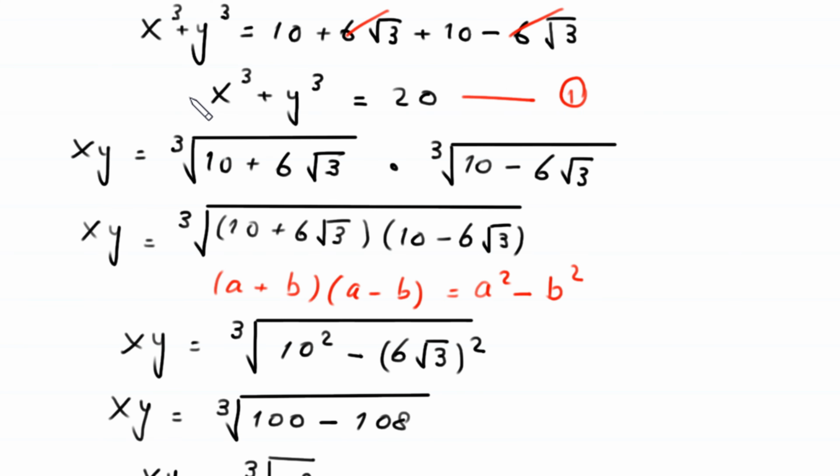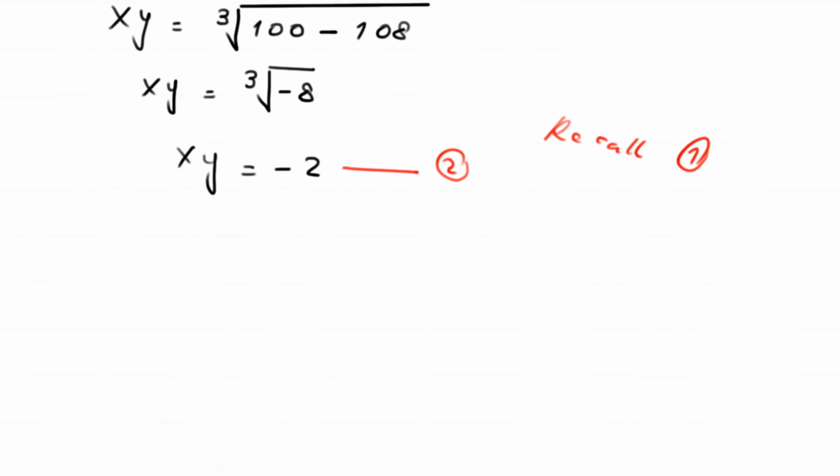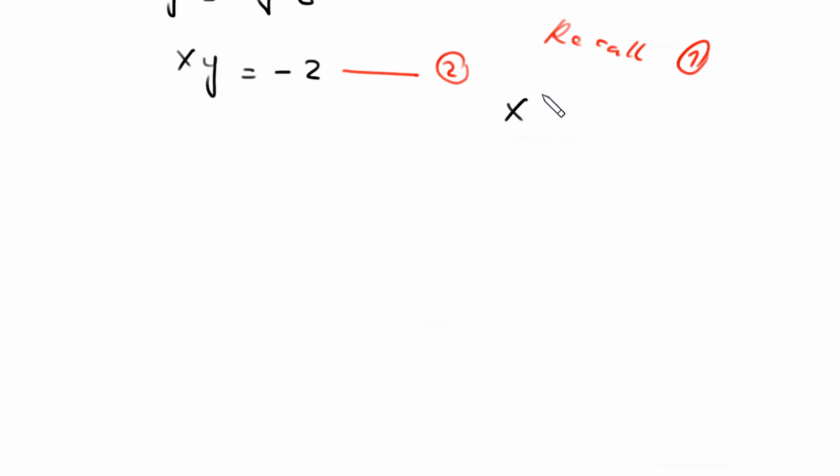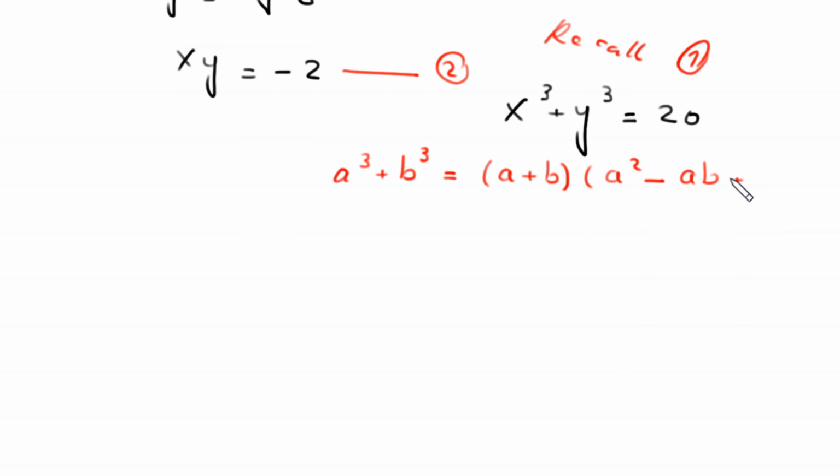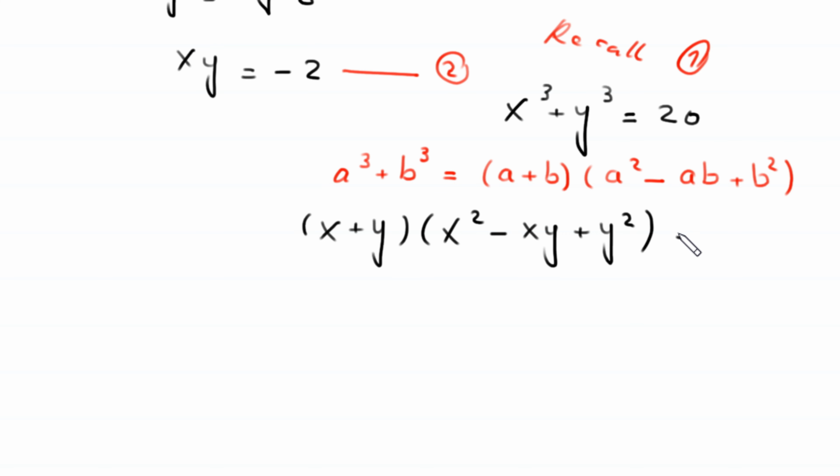Equation 1 is x cubed plus y cubed is equal to 20. By using this algebraic identity, if we have a cubed plus b cubed, this can be factored as a plus b times a squared minus ab plus b squared. This x cubed plus y cubed will become x plus y times x squared minus xy plus y squared is equal to 20.